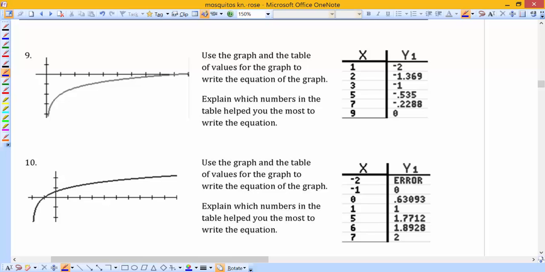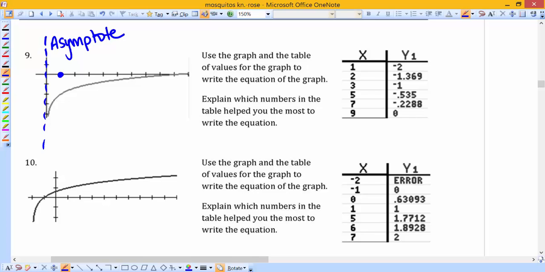Problems 9 and 10: use the graph and the table of values to write the equation. Explain which numbers in the table helped you the most to write the equation. So pay attention to how your graph is actually moving. Keep in mind that (1, 0) is a starting point for every single logarithmic graph. You're starting there, and your y-axis is always your asymptote.